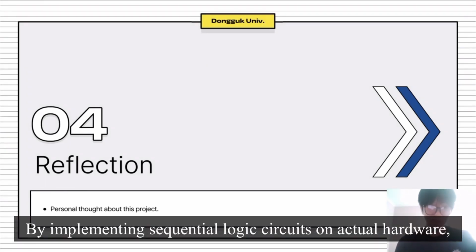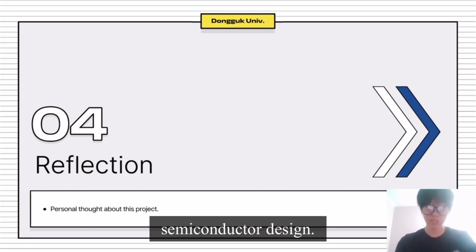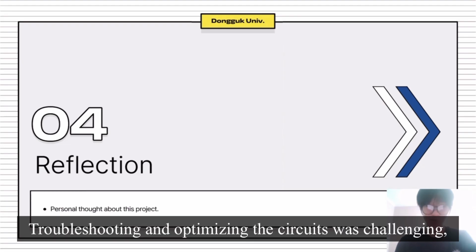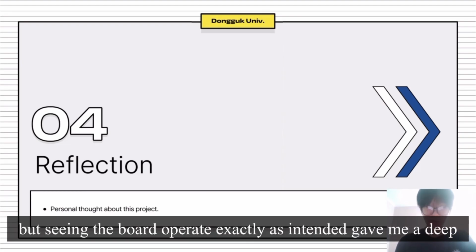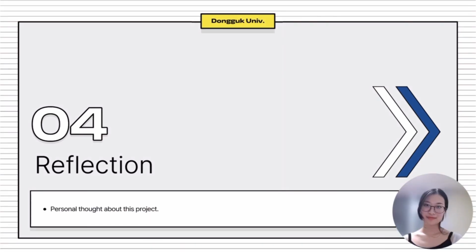By implementing sequential logic circuits on actual hardware, I was able to greatly develop my practical sense for system semiconductor design. Troubleshooting and optimizing the circuit was challenging, but seeing the board operate exactly as intended gave me a deep sense of accomplishment.